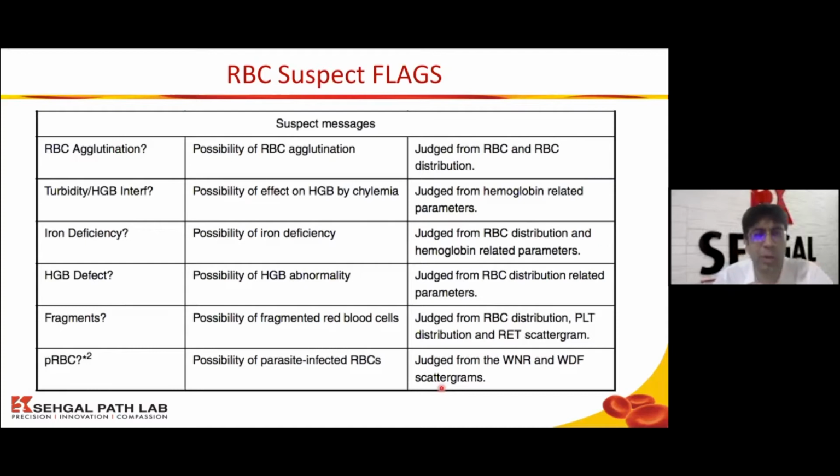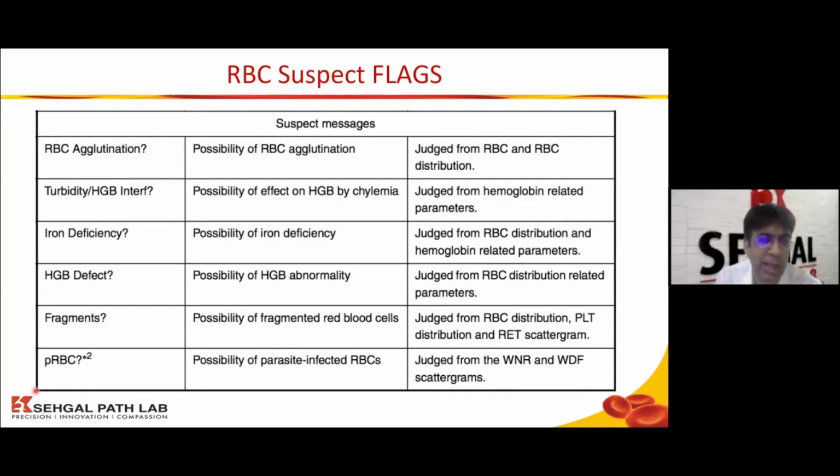Now, within the suspect messages group in the RBC, you can have an RBC agglutination suspect flag, which could be based on the scattergram or the MCHC value. As we know, in say cold agglutinin disease, your MCHC will go above 40. Then there's a very useful flag which I find in practice, turbidity hemoglobin interference. Whenever you have a hemoglobin hematocrit mismatch, this often also affects as an error if the CBC sample has been kept for a long time and the RBCs have all collected together, the plasma has collected together, and the technician forgets to mix the sample before running. You could aspirate only the RBCs and have a hemoglobin hematocrit mismatch.